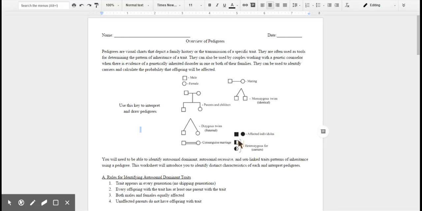The last two things I want to point out: one, you'll notice this heterozygous or carriers, where it shows half colored in. This is an optional step. Not all pedigrees you're going to find will show you this, but if you see it, that's what it means.